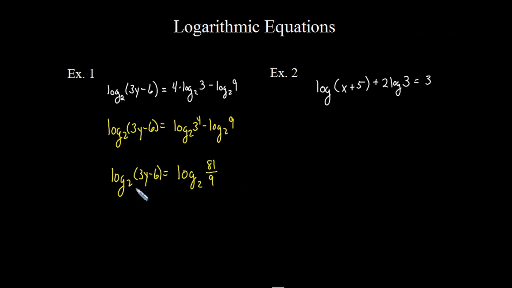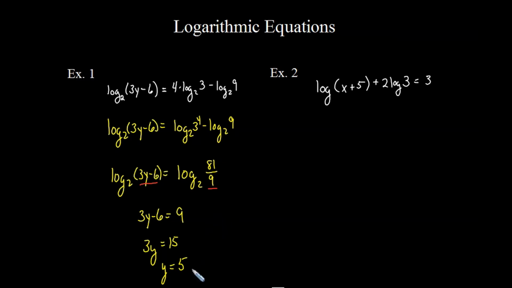And then we have a log base 2 term on both sides. So that means that these logarithm values must be equal. So we'll use our 1-to-1 rule and say that 3y minus 6 is going to be equal to 81 divided by 9, which is 9. Then we will simply solve a two-step equation. 3y is equal to 15. We will divide by 3, I'm sorry, not divided by 5, but 15 divided by 3, or 3 divided into 15 gives us 5.